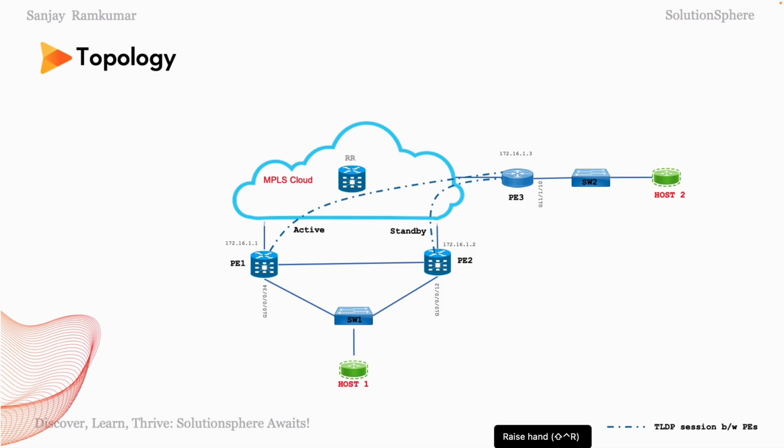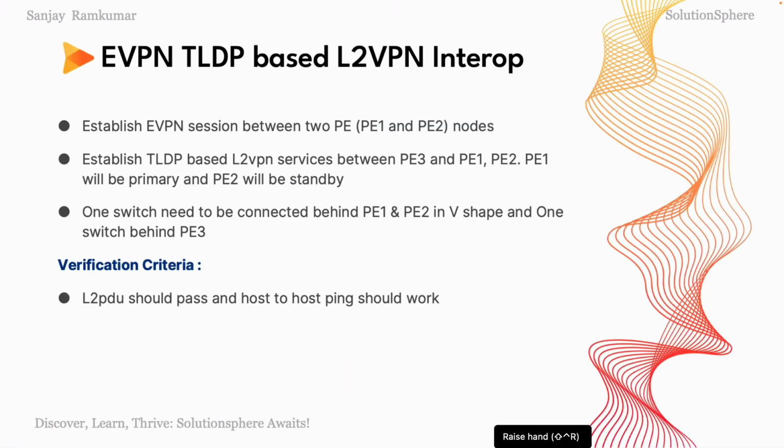So to achieve this solution, what are the things we are going to do? First, we need to establish an EVPN session between the Ps. Then we need to establish an LDP session between P3 and P1 and P2. Making a note that P1 to P3 will be the primary, P2 to P3 will be standby. So we are connecting one switch behind the V shape and one switch behind P3. It will act as a host. We need to ping end to end to make sure the solution is working fine.